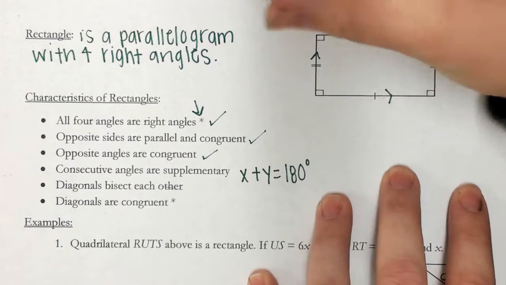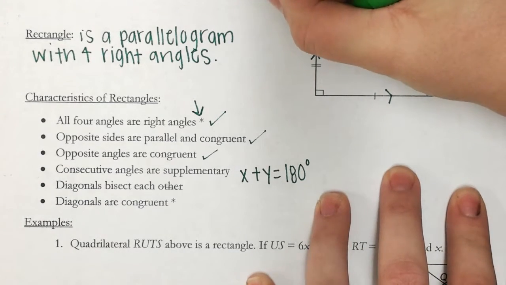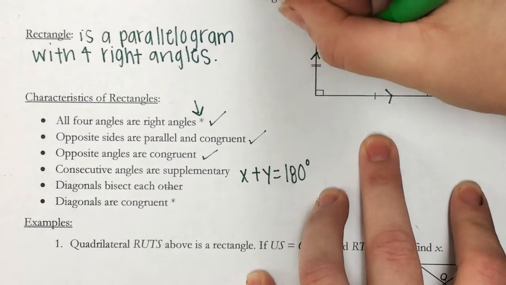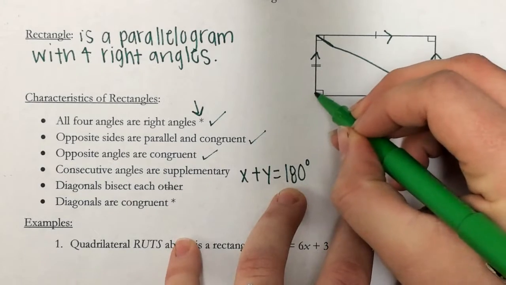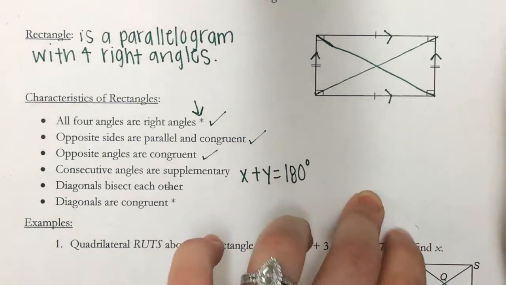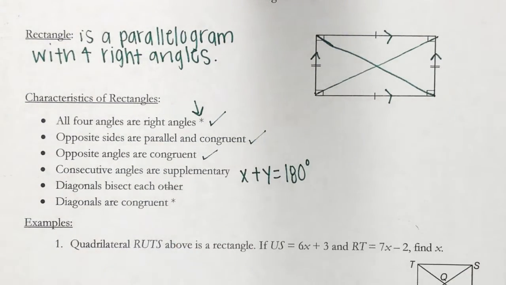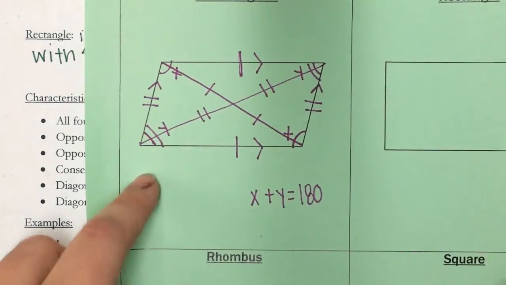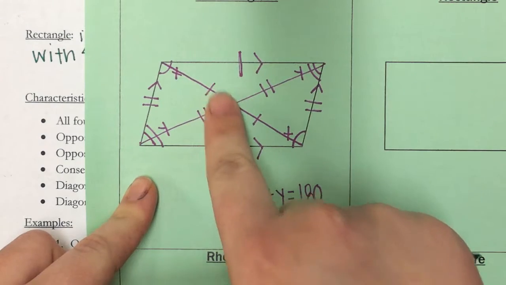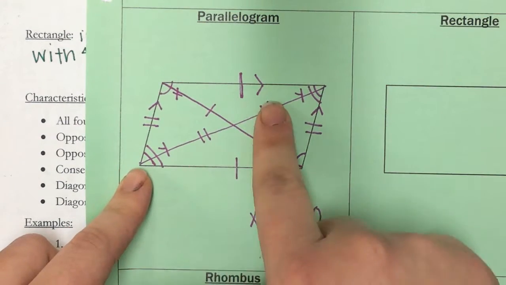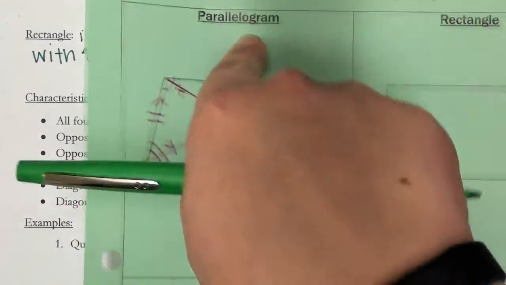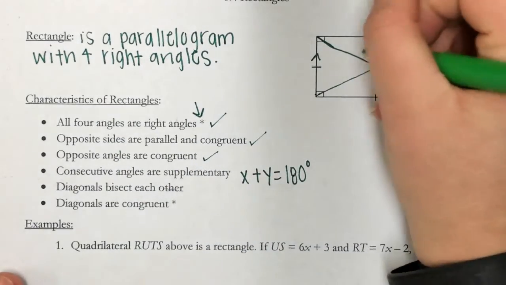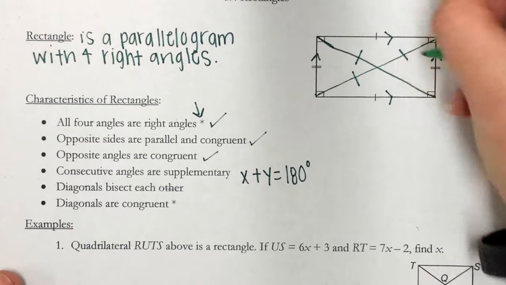And then when you draw your diagonals, hopefully straighter than mine, here's the big difference. On a parallelogram, this is equal to this, and that's equal to that, but all four of them are not equal in a parallelogram. Rectangles are different. They are all the same in the middle.